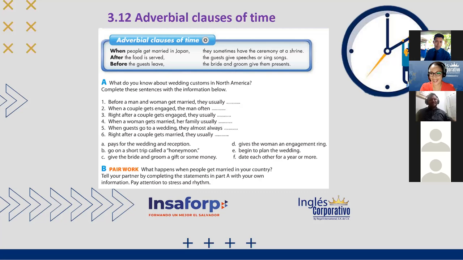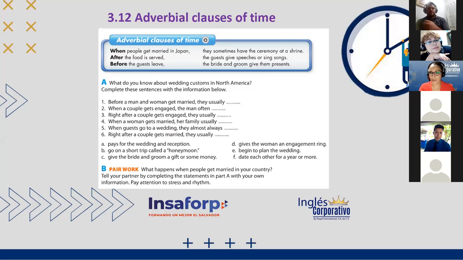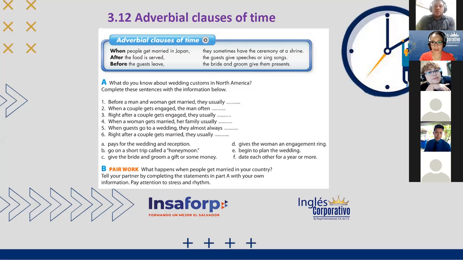And number four, Joanna. Number four is when a woman gets married, her family usually, letter A, pays for the wedding and reception. Okay, that is correct. Thank you so much, Joanna. Ruben, number five. When guests go to a wedding, they're almost always, letter C, give the bride and groom a gift or some money. That is correct. Thank you so much. And the last one, number six, volunteer. Me, teacher. Thank you, Stephanie. Right after a couple gets married, they usually go on a short trip called a honeymoon. Okay, that's it. Thank you so much.